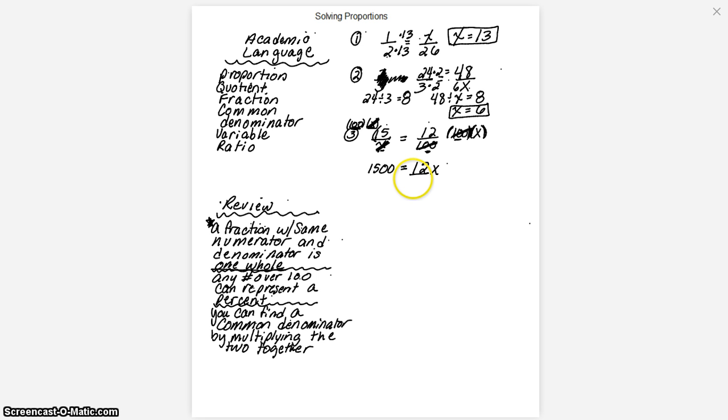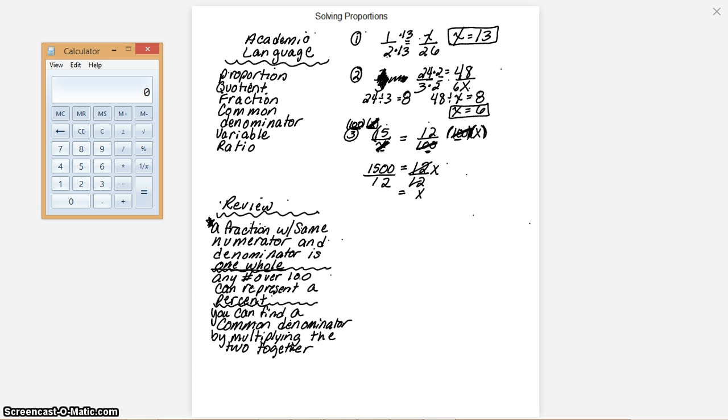So let's see. If I divide 12 by 12, I have just a whole, so I can cancel that out. And then I take 1500 and I divide it by 12. So I'm going to have x on one side is equal to 1500 divided by 12. I'm going to go ahead and let you use your calculator here. Let's do that. 1500 divided by 12, and we get 125.